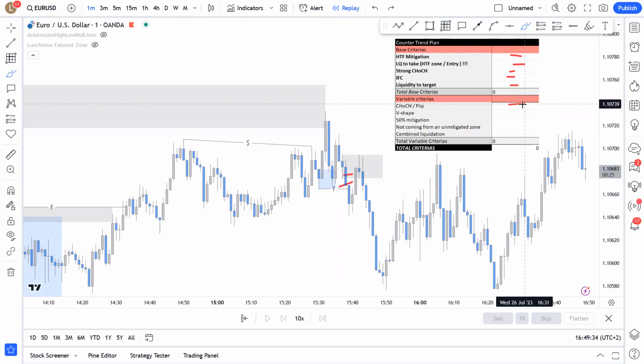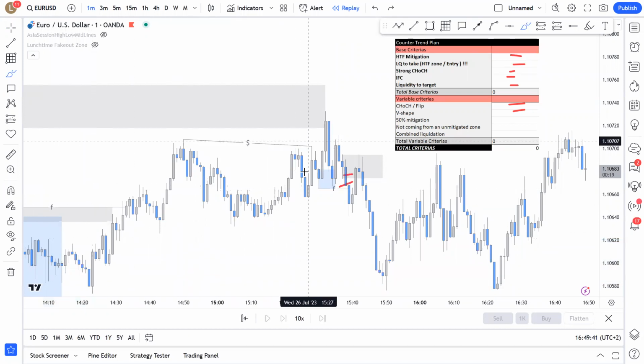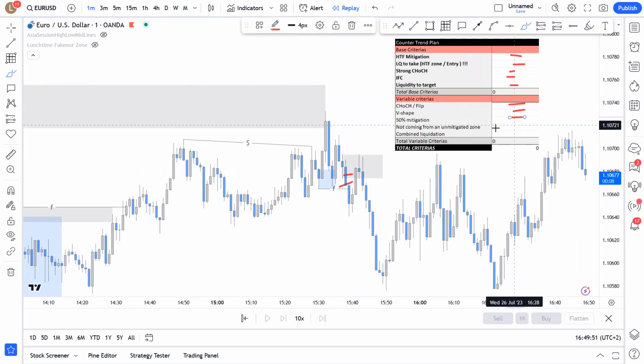V-shape rejection, there was a V-shape rejection here on this supply area, and arguably price was coming up, mitigating it, then reversing to the downside immediately. This is a V-shape rejection, right? And on the demand example, it wasn't a V-shape because price was hesitating for so long inside of this demand. Now this is a V-shape, perfect V-shape.